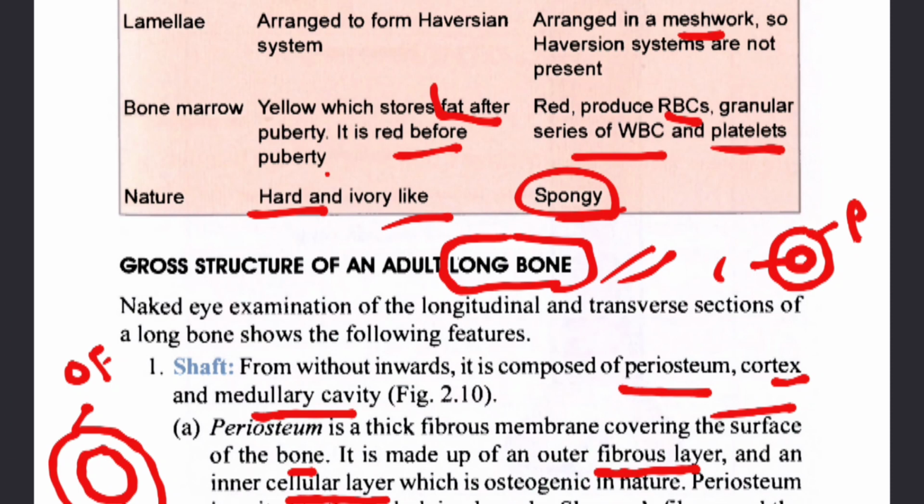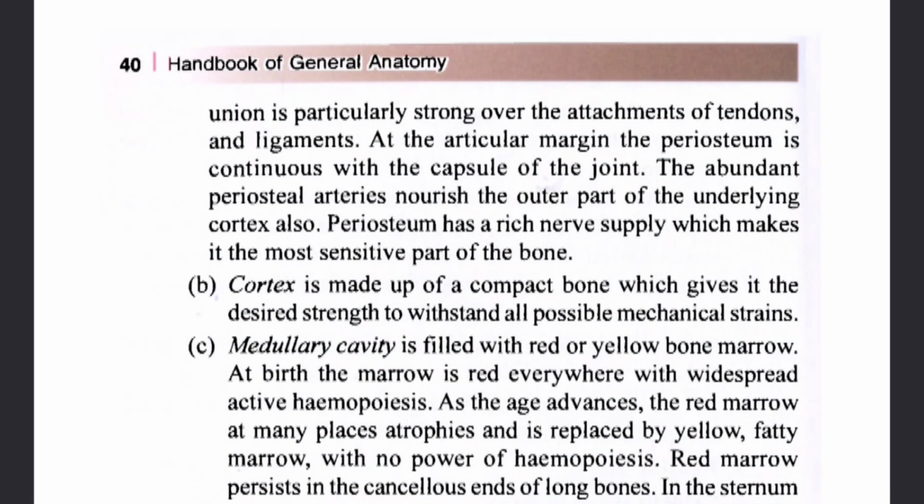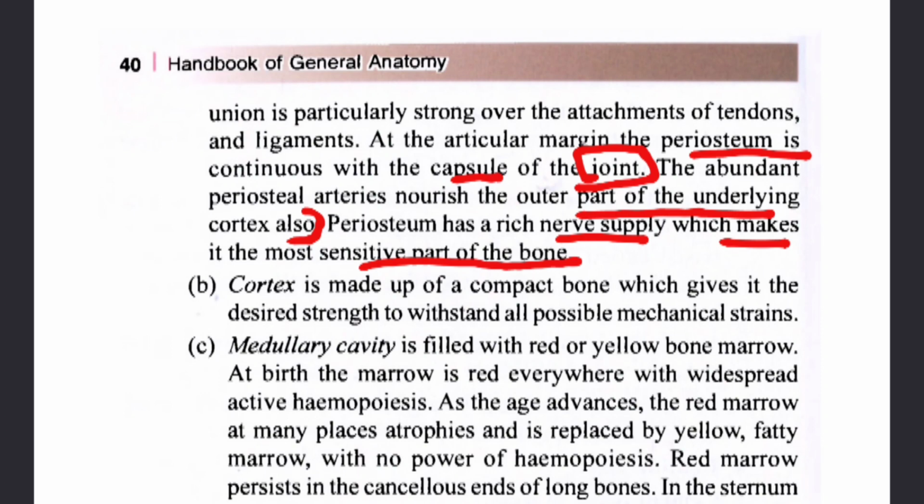Periosteum is united to the underlying bone by sharp-edged fibers, and the union is particularly strong over the attachments of tendons and ligaments. At the articular margin, the periosteum is continuous with the capsule of the joint. This is important. The abundant periosteal arteries nourish the outer part of the underlying cortex also. Periosteum has a rich nerve supply, which makes it the most sensitive part of the bone. Very important.